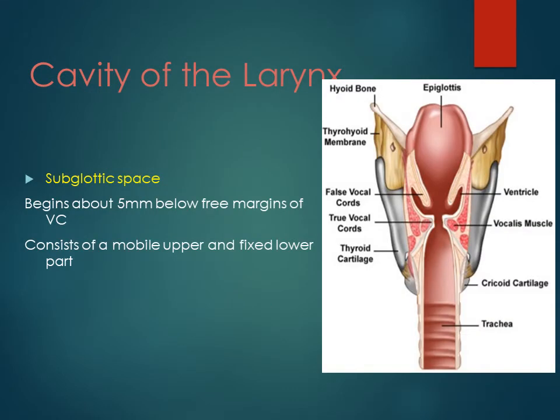The subglottic space begins only 5 mm below the free margin of the vocal folds. It consists of a mobile upper and fixed lower part.